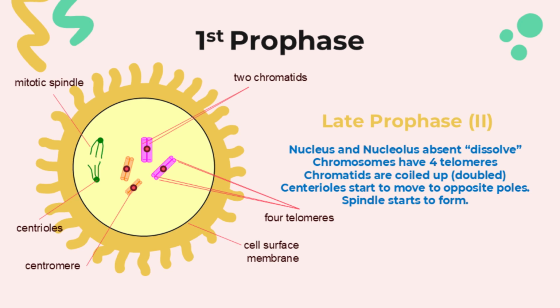Next up is late prophase. The nucleus and nucleolus are absent. They are said to dissolve. The chromosomes have 4 telomeres. They are doubled. Centrioles start to move to opposite poles. A spindle starts to form. The mitotic spindle is labeled on the diagram.